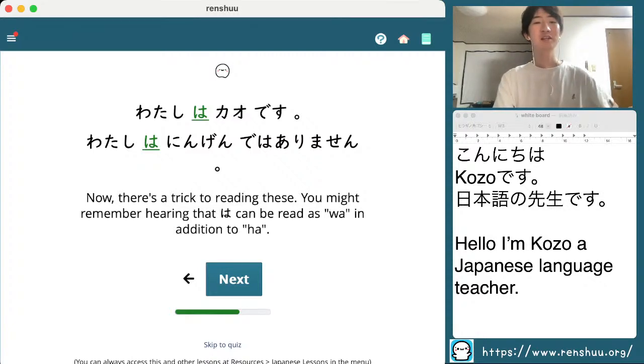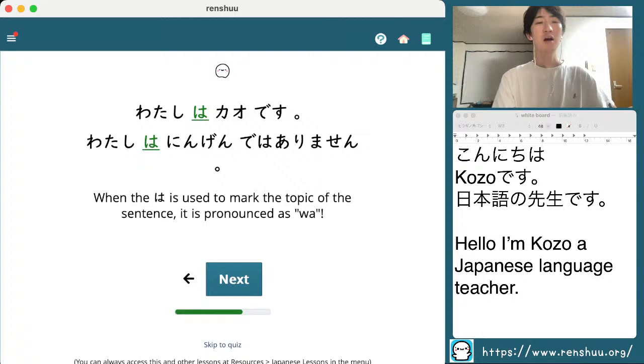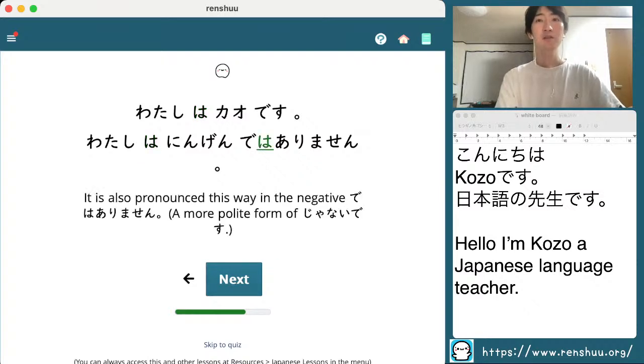Now there is a trick to reading these. You might remember hearing that this hiragana, ha, can be read as wa in addition to ha. As I said, this hiragana is usually read as ha, but for the particle, it's wa. When the ha is used to mark the topic of the sentence, it is pronounced as wa. It is also pronounced this way in the negative.